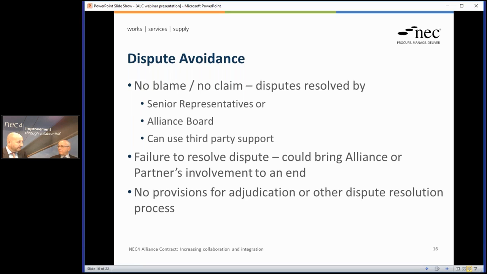Yeah. Instead, if you reach a stage where you cannot resolve it, then you do need to go and consider whether or not the Alliance continues, or if in fact it's just one member who feels unhappy to continue, then that member is probably best if they leave.